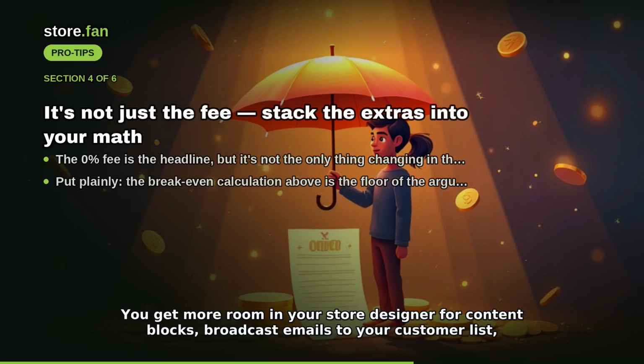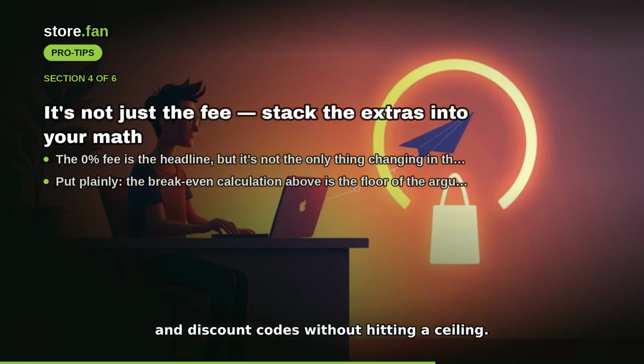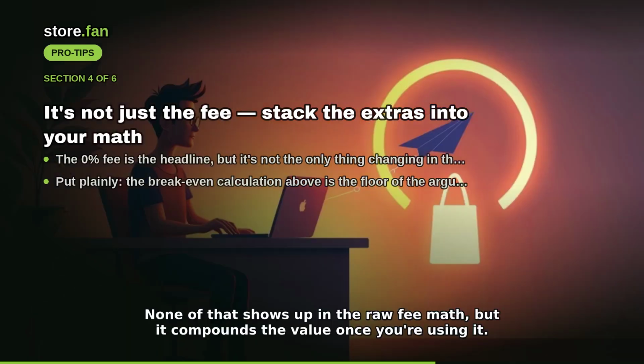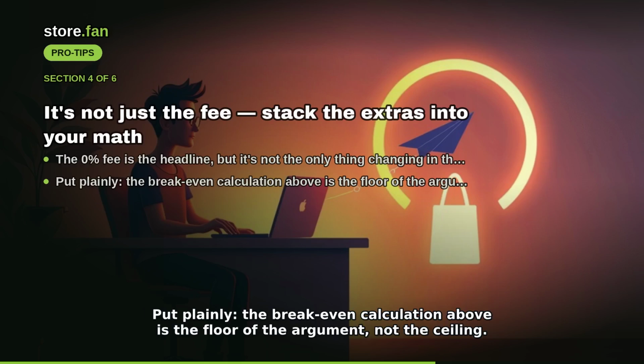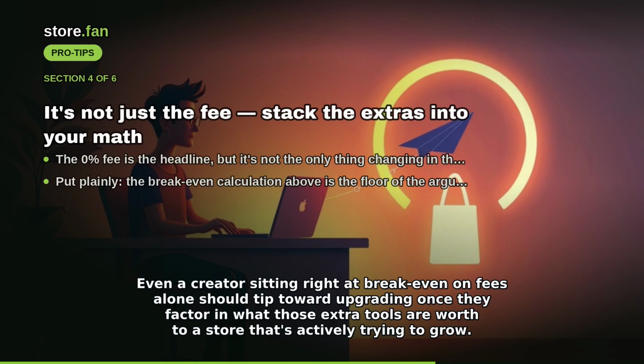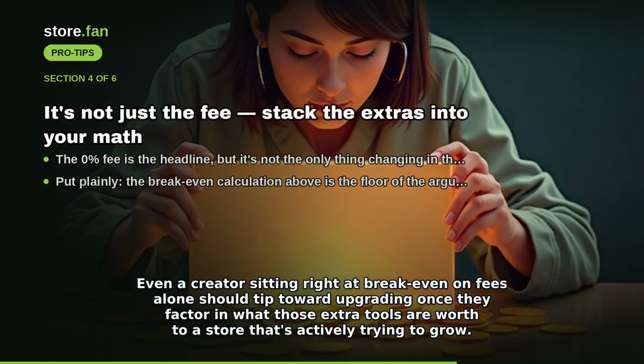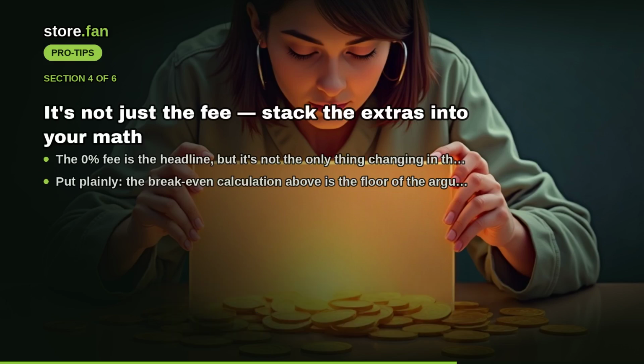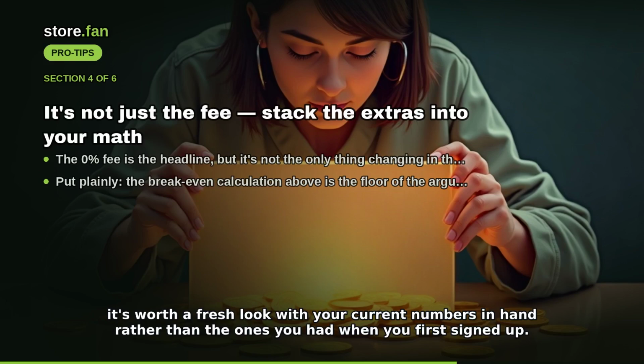You get more room in your store designer for content blocks, broadcast emails to your customer list, and discount codes without hitting a ceiling. None of that shows up in the raw fee math, but it compounds the value once you're using it. Put plainly, the break-even calculation above is the floor of the argument, not the ceiling. Even a creator sitting right at break-even on fees alone should tip toward upgrading once they factor in what those extra tools are worth to a store that's actively trying to grow. If you haven't looked at plans in a while, it's worth a fresh look with your current numbers in hand rather than the ones you had when you first signed up.